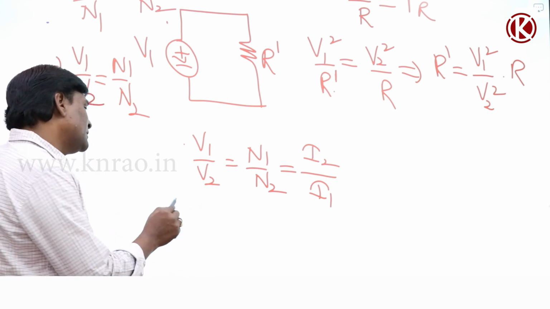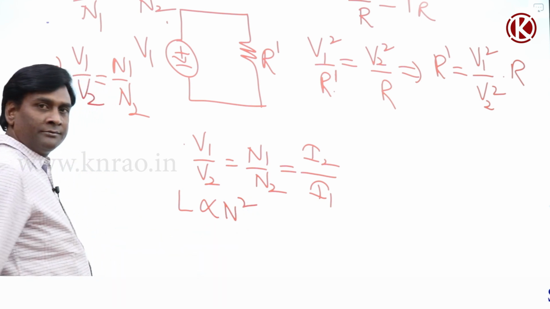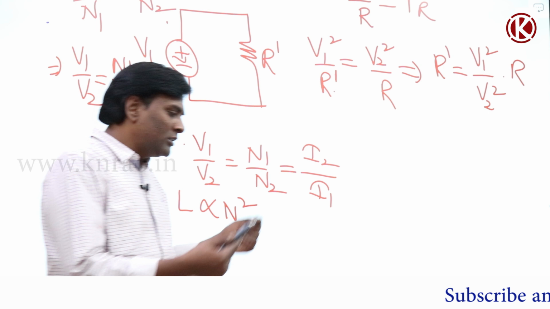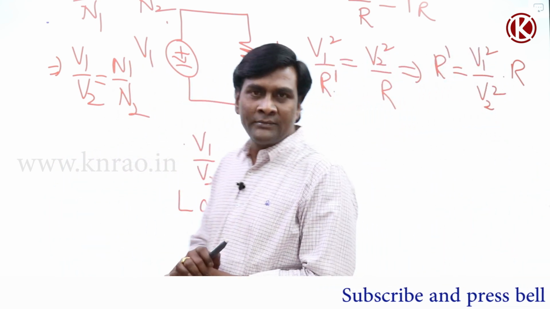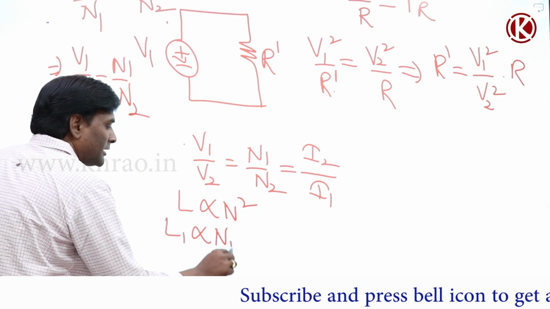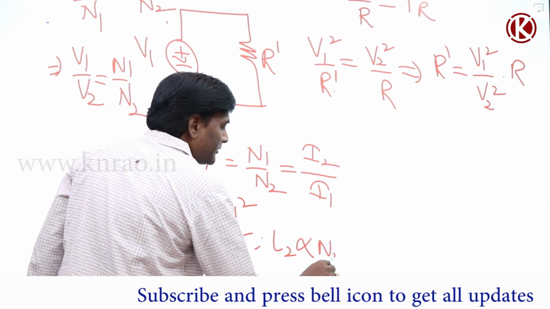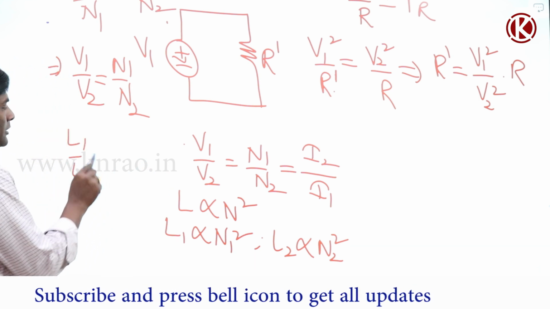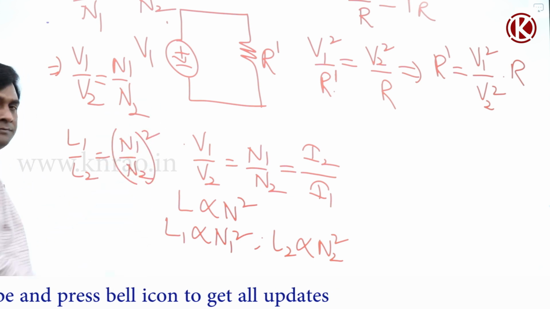Now let us think of inductance L, directly proportional to number of turns square. If you want the derivation, we already analyzed it in detail in transformers. So L1 is directly proportional to number of turns square, L2 is directly proportional to number of turns square. So L1 by L2 equal to N1 by N2 square.